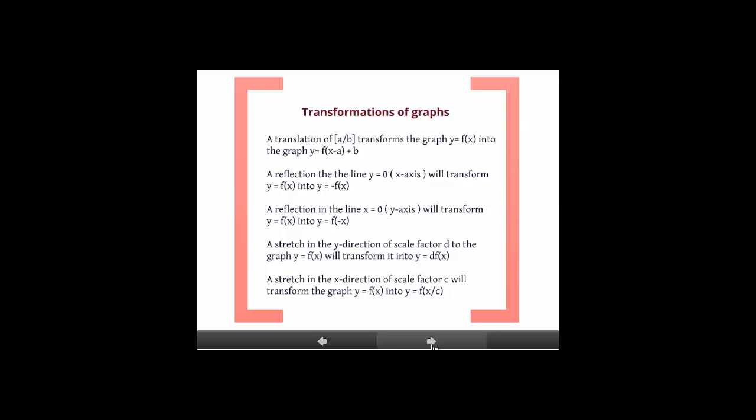The two translations, which we show by the column vector a over b. The two reflections in the x-axis and the y-axis. And the two stretches in the y direction and in the x direction. You really need to know these well, so have a read through, and if necessary, go back over the lessons on transforming graphs and make sure that you thoroughly understand the effect it has on the graphs and how we describe those transformations.